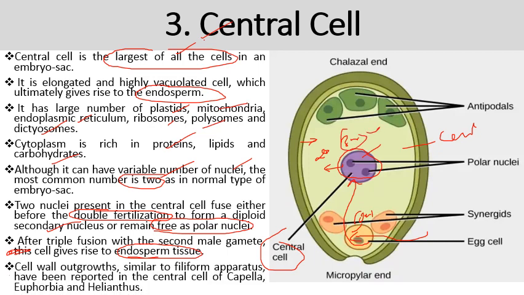Cell wall outgrowths similar to the filiform apparatus have been reported in the central cell of Capsella. In addition, these filiform type of outgrowths are found in Euphorbia and Helianthus also. So these are some examples in which outgrowths like the filiform apparatus are seen in the central cell.